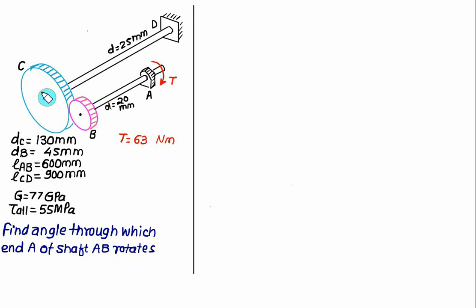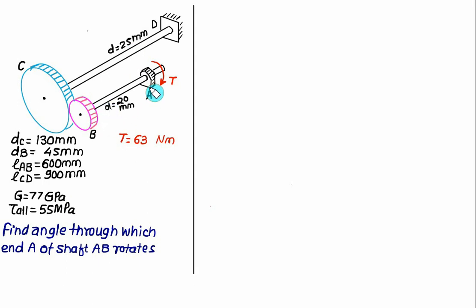The diameter of the gear C is equal to 130 mm. Diameter of gear B is equal to 45 mm. The length of the shaft AB is equal to 600 mm. The diameter of the shaft AB is equal to 20 mm, and the length of the shaft CD is equal to 900 mm, and the diameter of the CD is equal to 25 mm.